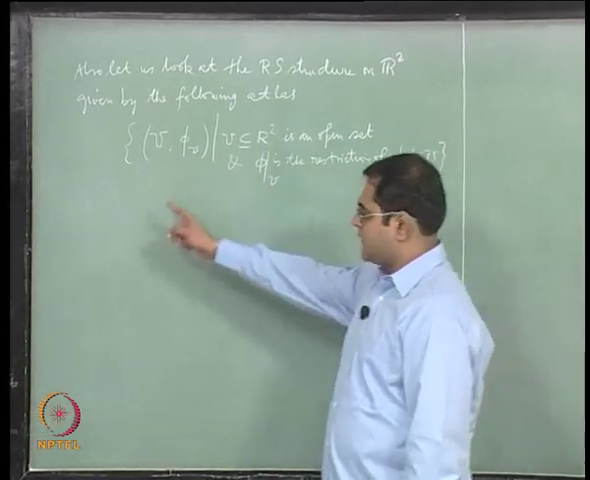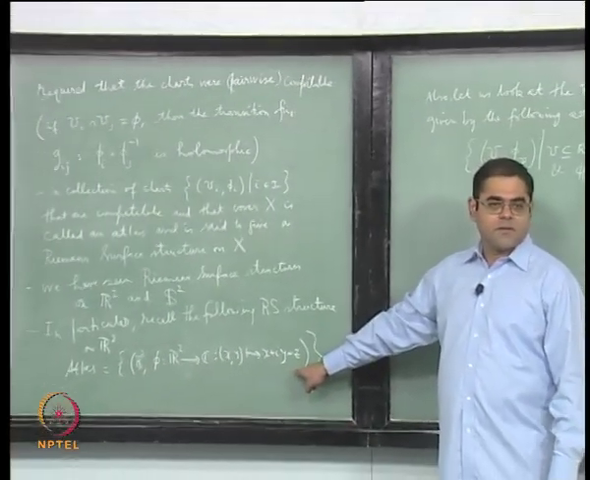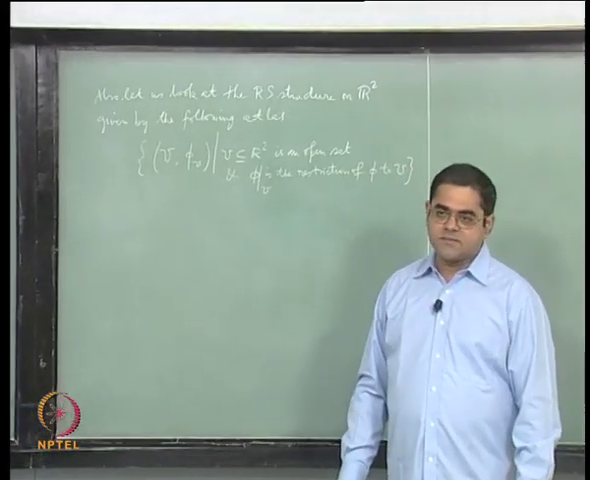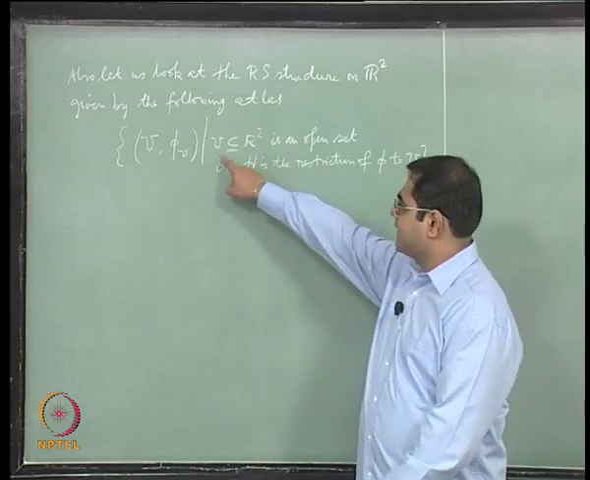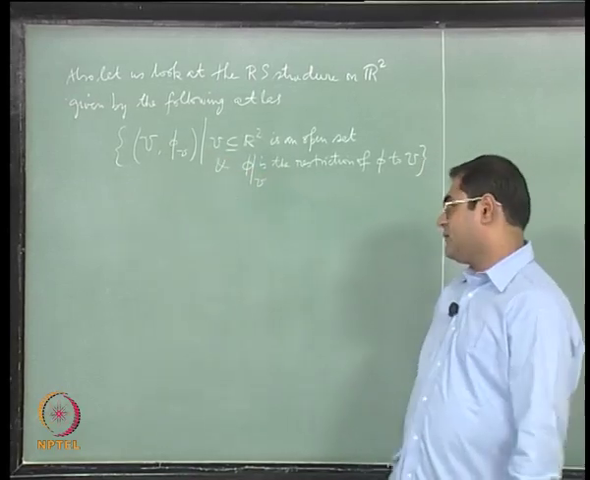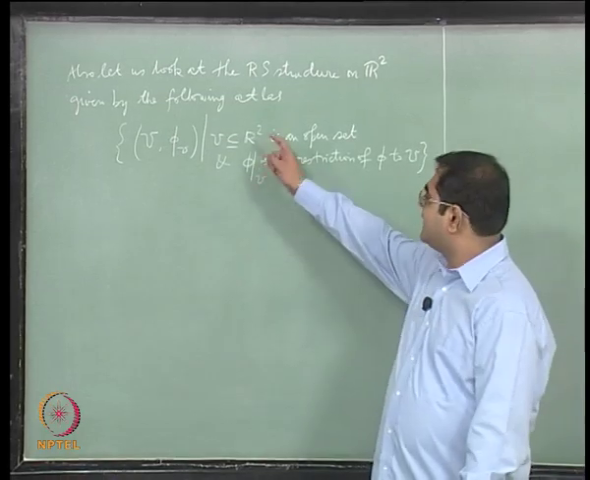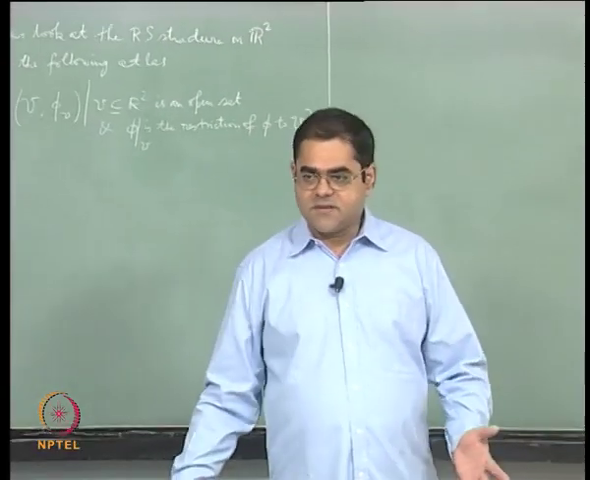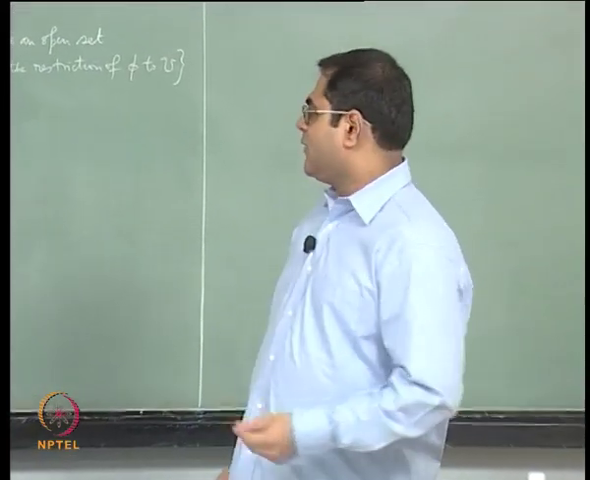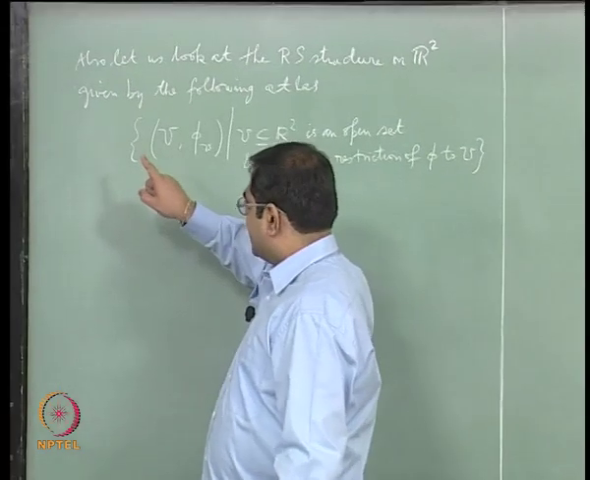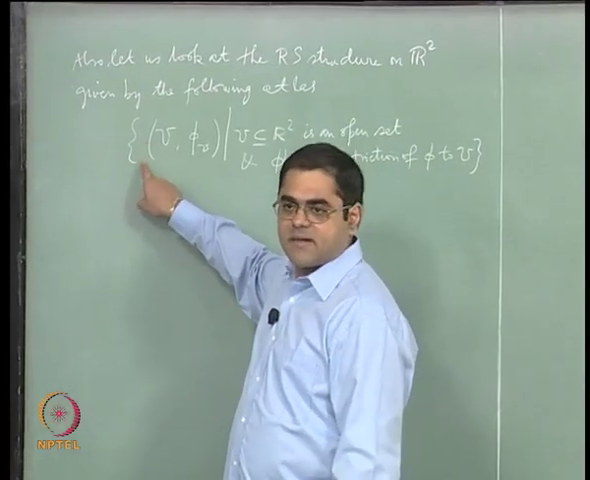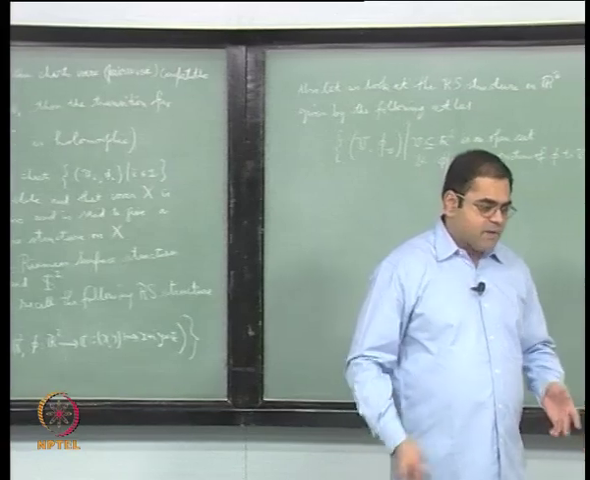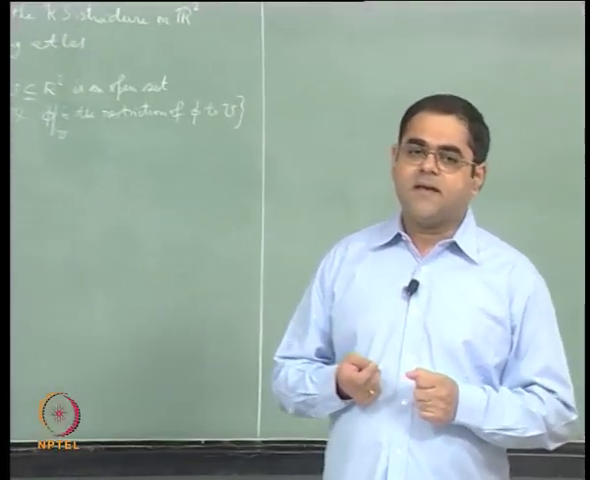Of course you can see that this contains the previous chart, because I can take U equal to R2 and then I have that chart as well, but now I have so many charts, as many of them as there are open sets in R2. In principle it is very clear that this is also going to give you just the complex plane. You are not going to get any other Riemann surface structure on R2, it is again the same complex plane. So we really do not want to distinguish between the Riemann surface structure given by this atlas and the one given by that atlas.